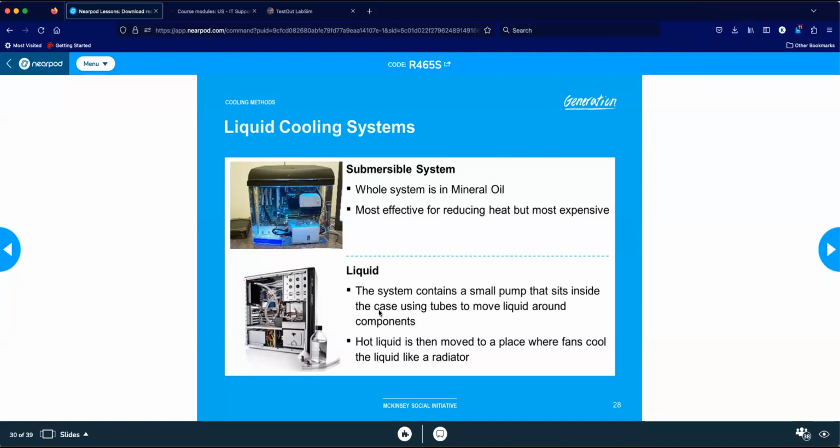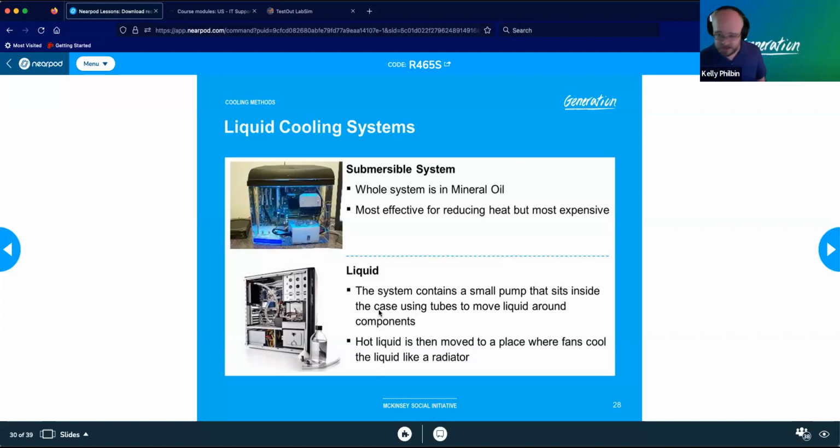Okay. So submersible systems like this, it is quite literally a computer just submerged in liquid. Kind of cool. Tends to be one of the most expensive ways to keep it cool, but it's also the absolute hands down most effective way to do it. And it uses a type of specialized mineral oil to keep the system running and cool. And it doesn't conduct electricity, so you don't have to worry about shorts or any of that stuff. But if you want to have a computer in a fish tank on your desk, you can do that if you wish.